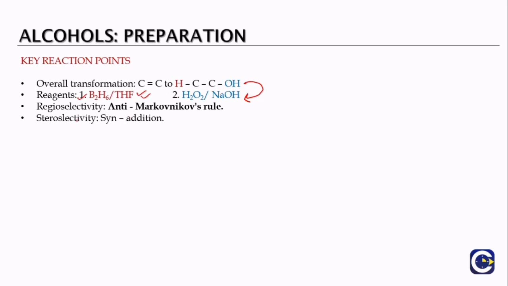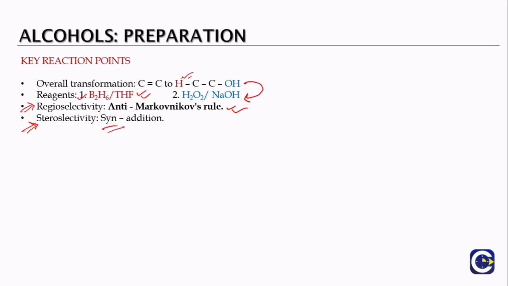Then next, the important point is that the product that we get in this reaction follows the anti-Markovnikov's rule. That is, the most substituted carbon gets hydrogen, and the least substituted carbon gets the hydroxide ion. Why this happens, we will discuss in the reaction mechanism, and this is the regioselectivity in the reaction.